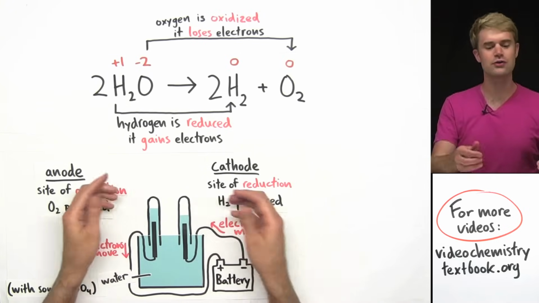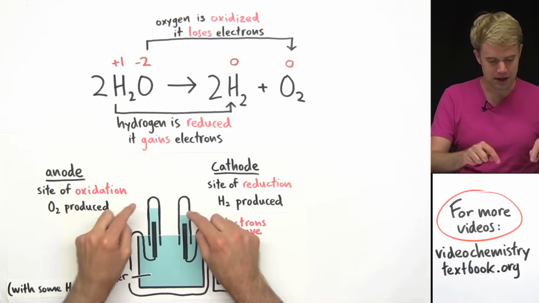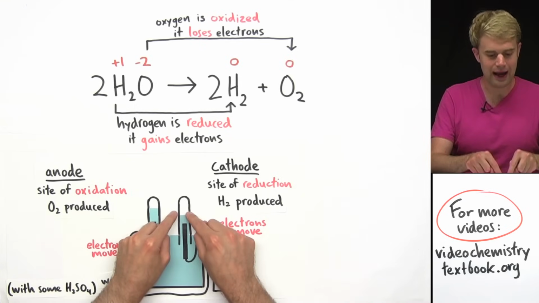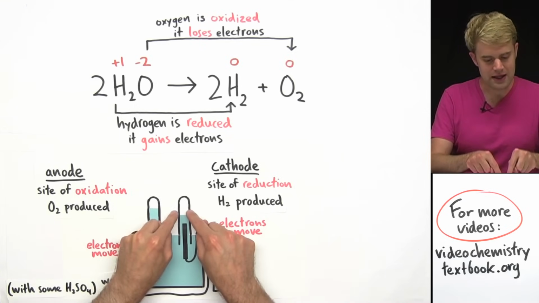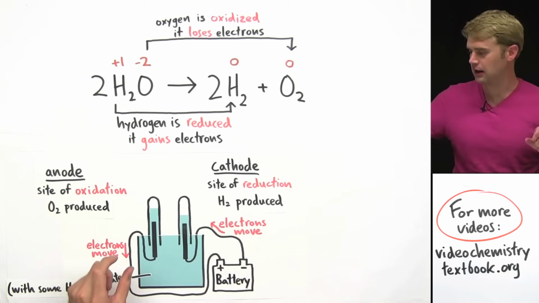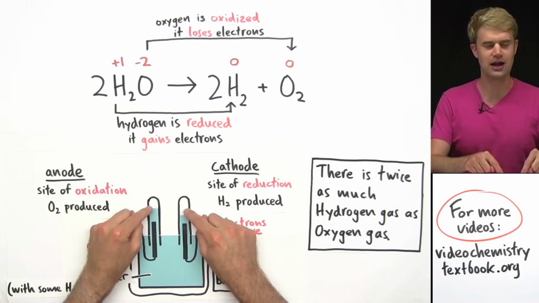Now, something else really interesting happens. You'll see what I did here, and I'm not just being careless. On the side that's producing hydrogen, you get twice as much gas as the side that's producing oxygen. There's twice as much hydrogen gas as oxygen gas.